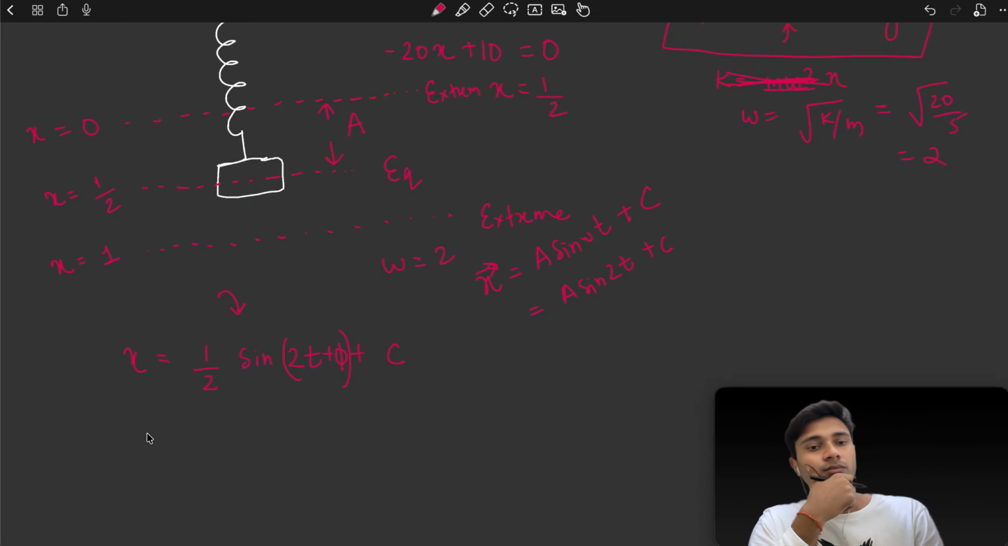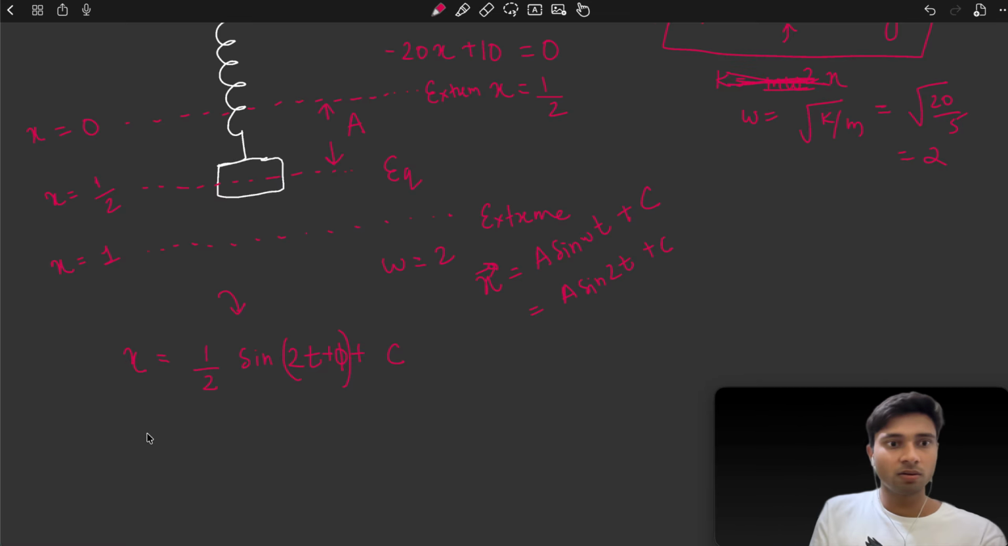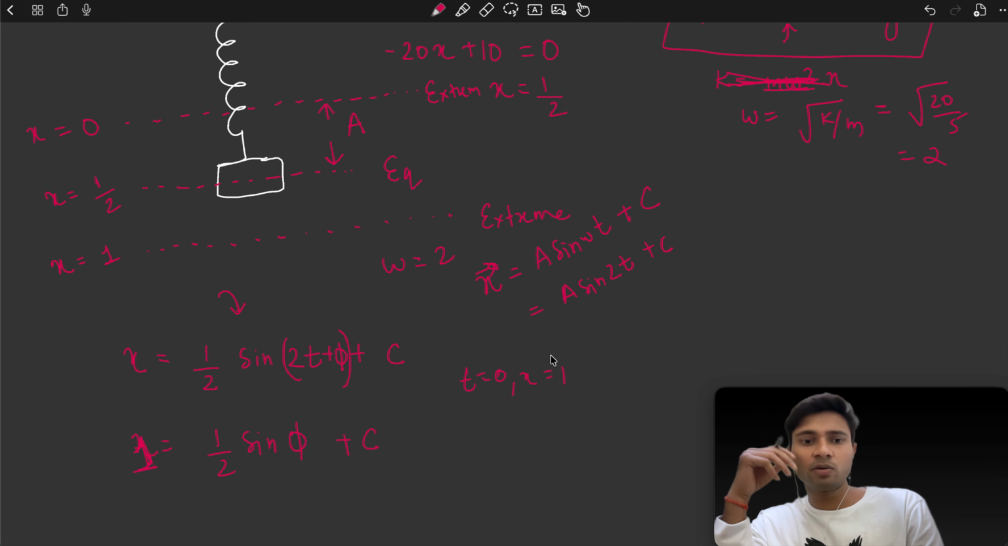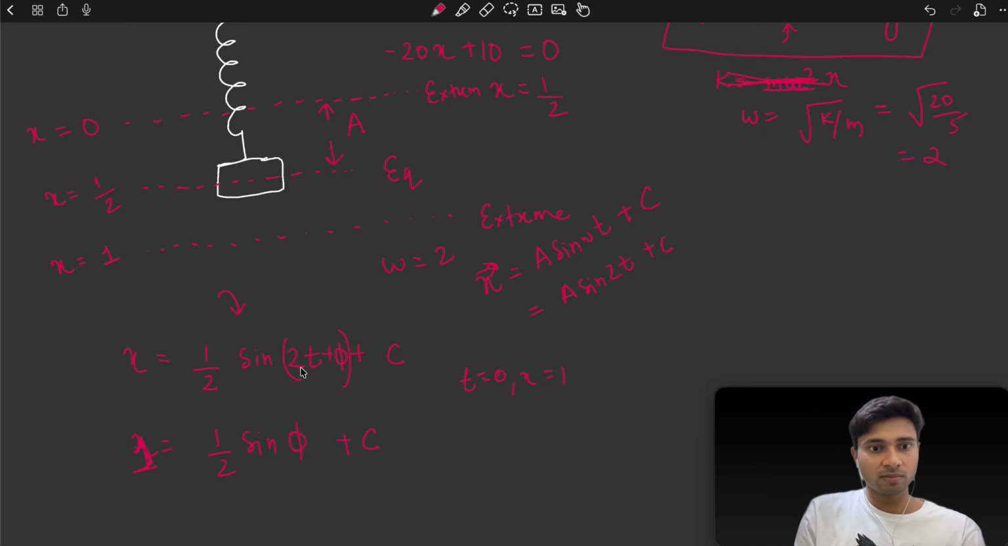At t equals 0, it is at 1 meter. So x equals 1 by 2 sine phi plus c. At t equals 0, x is equal to 1. This is given. So 1 by 2 sine phi plus c. What will be the maximum value of this term? 1 by 2. So c should be minus 1 by 2.